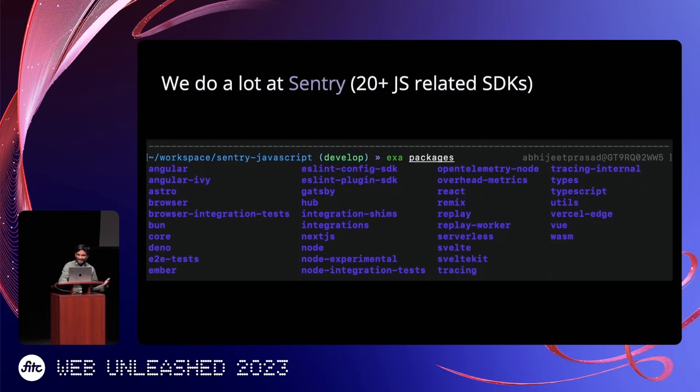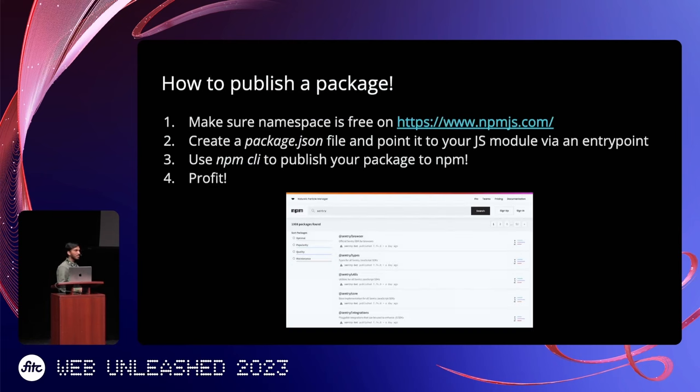Now, you might be thinking, hey, publishing a package should be pretty easy. And before I started maintaining the SDK, I thought so too, right? Maybe here's a quick guide. You pick a cool name, something that people will like. You have your collection of JavaScript files, your modules for the features that you build. You create a package.json, point it there, give it the name, use the npm CLI to publish your package, and there, you're good to go.